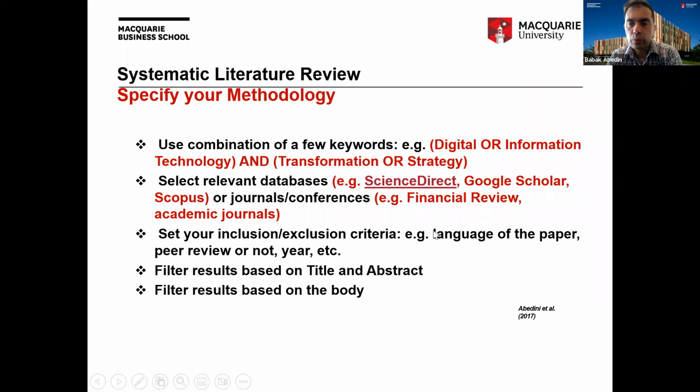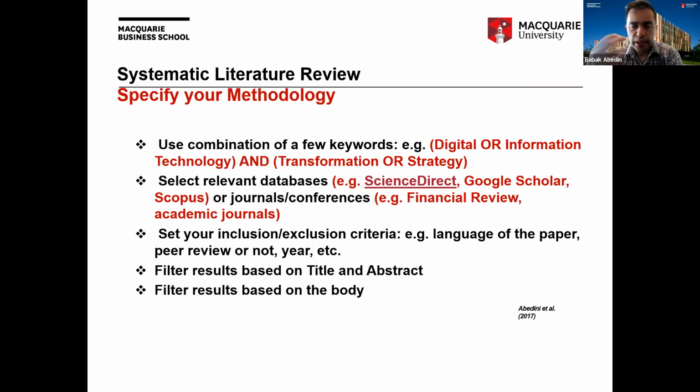So you need to say what language of the paper you're looking at. Is it English or other languages? Are you looking for peer-reviewed articles or anything? Then you can also filter it by year, so which years you're looking at. And after that, as we discussed, you can look at title, abstract, and the body of the research.